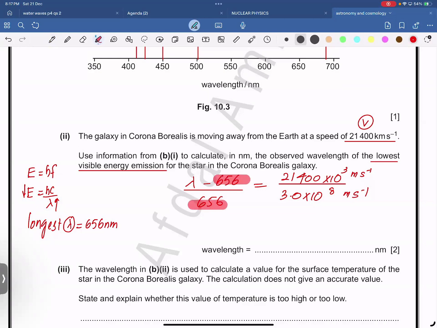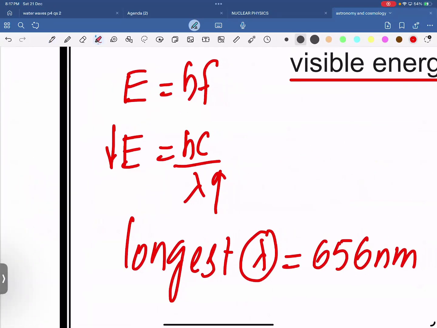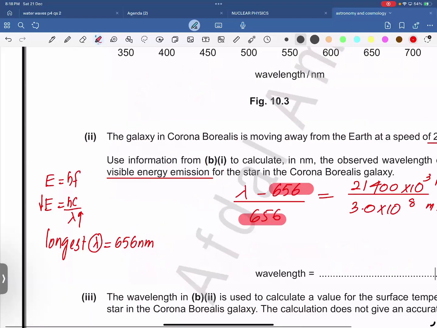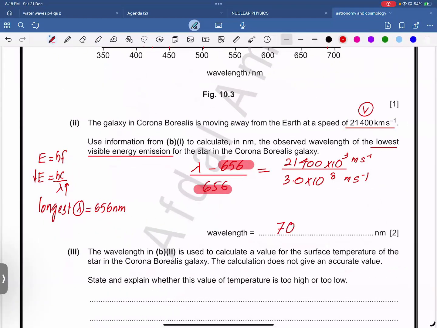This number, and I use the energy equation you will soon take in quantum physics. The energy of any electromagnetic radiation or photon is hc over lambda. h is Planck's constant, c is the speed of light, lambda is the wavelength. The answer is 703 nm. I use nano so that the answer is also in nano.